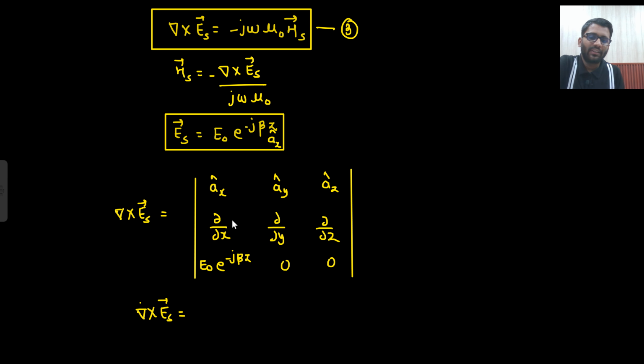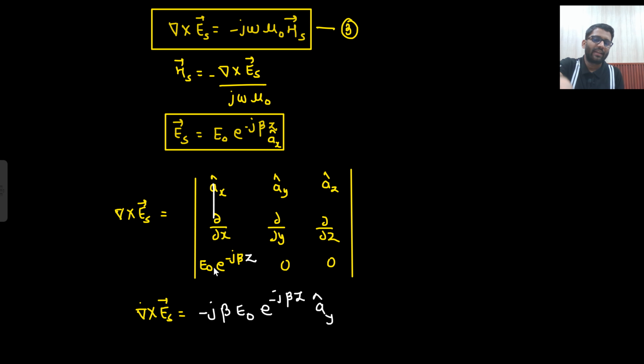So directly you can see from here, the Ax cap component will be 0, and the Ay component you will get. So what will be your Ay component? That will be del by del z of this particular value, that will be minus j beta E naught e to the power minus j beta z. This is z, not x. I am just doing the differentiation of this, so e to the power minus j beta z.